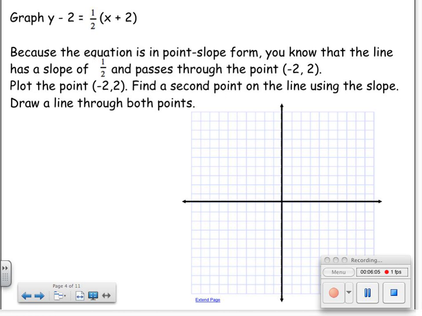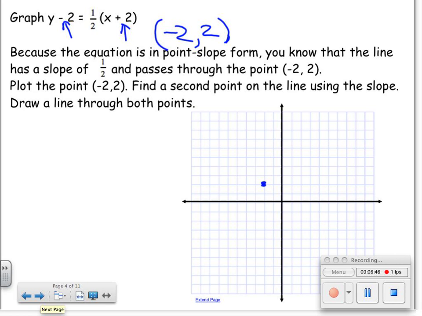If we were to be asked to graph this, we want to look at this, plot the point, and then use the slope. So here, for the first part, we know our point. It's actually going to be negative 2 for x and positive 2 for y. The reason I know that is because this is subtracting the y value, so it has to be negative for the x and positive for the y, because it changes the sign. So negative 2, positive 2, that's that point right there.